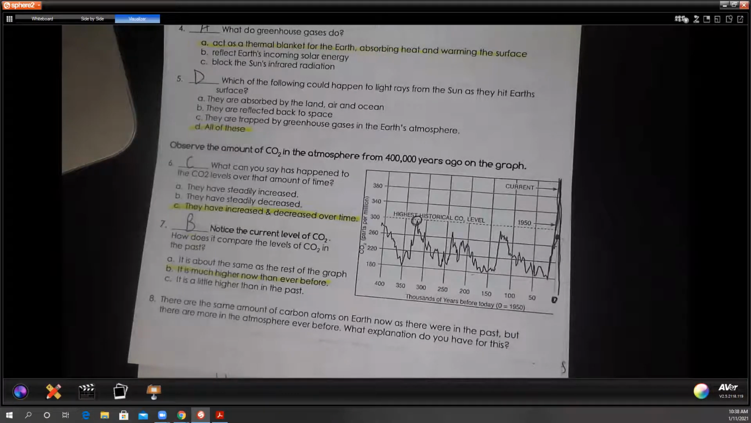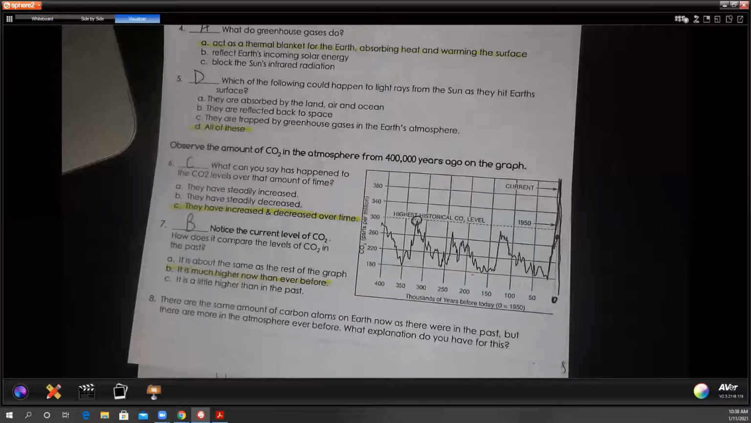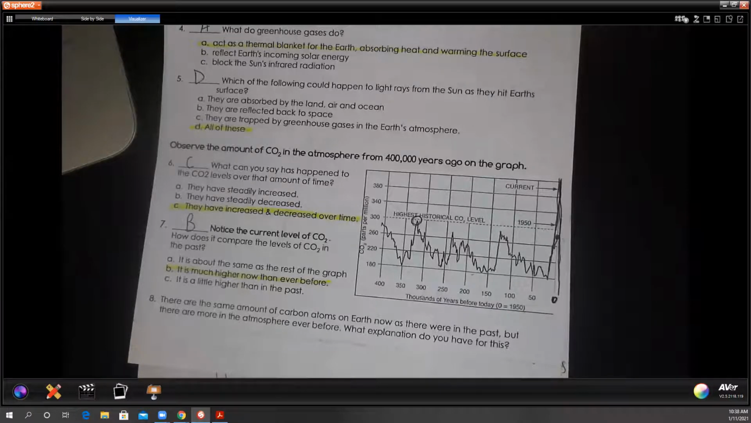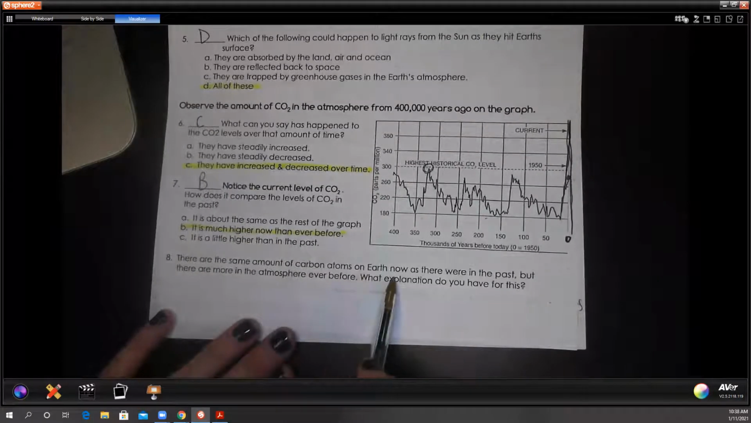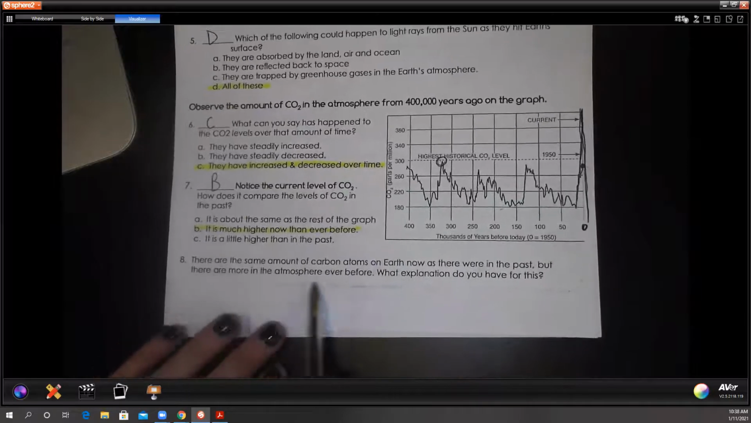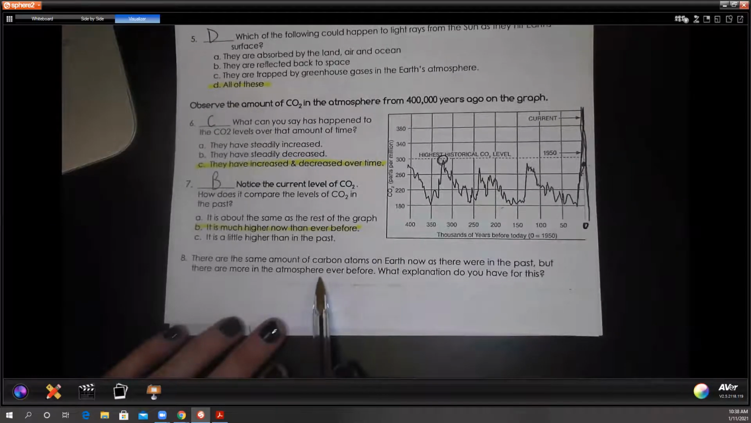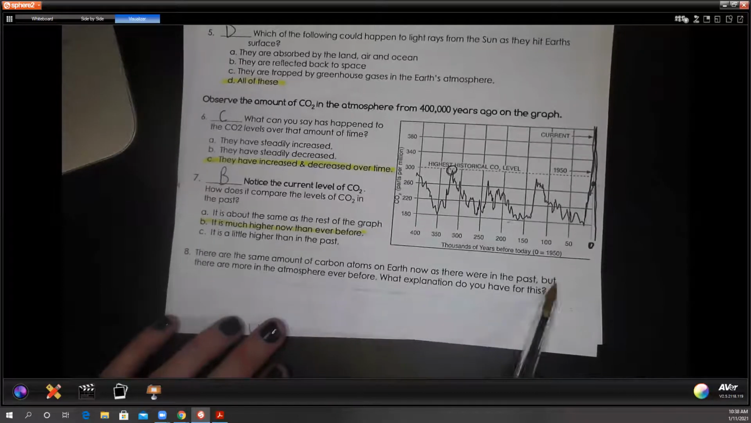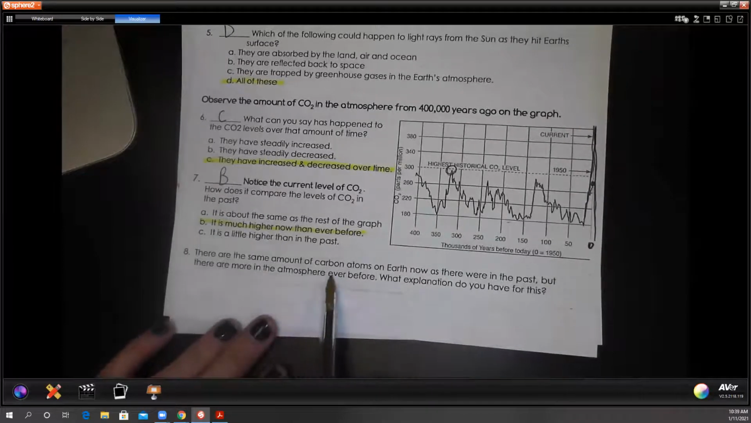Think about what else might have increased over the past century. What'd you say? Say it. Population, right? We have more mouths to feed, right? And there are the same amount of carbon atoms on Earth now as there ever were in the past, but there are more in the atmosphere than ever before.